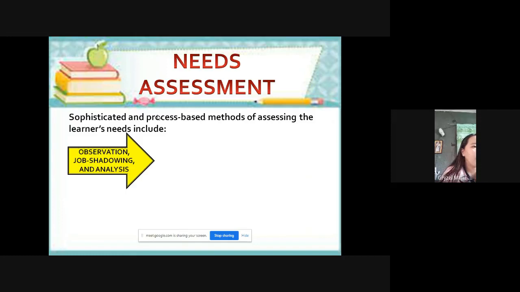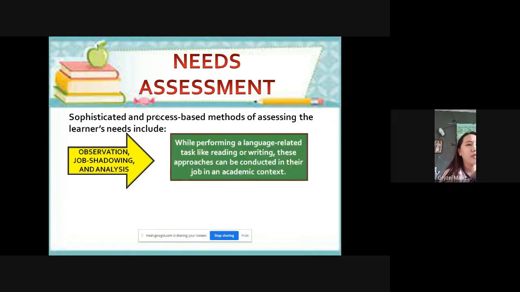The next would be observation, job shadowing, and analysis. While performing a language-related task like reading or writing, these approaches can be conducted in their job or in an academic context. In this method, we are conducting it currently, during the process. Observation: we observe how they use the language. Like what I said earlier, it can be written, it can be oral.